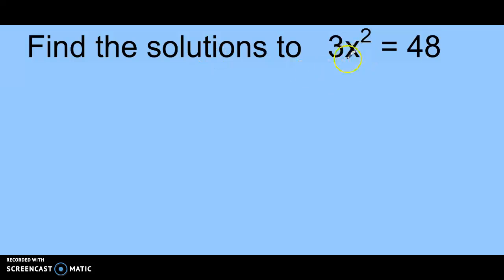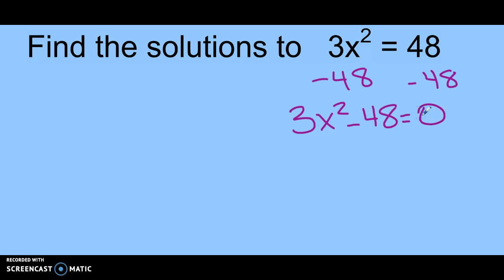3x squared equals 48. All right, so the whole goal is to set it equal to 0. So we've got to get one of these sides out of here. So I'm thinking I'm going to subtract 48 from both sides. So let's go ahead and subtract 48 from both sides. And you're going to end up with 3x squared minus 48 equals 0. Now you're ready to go. All you have to do is put in y equals 3x squared minus 48 and graph it.